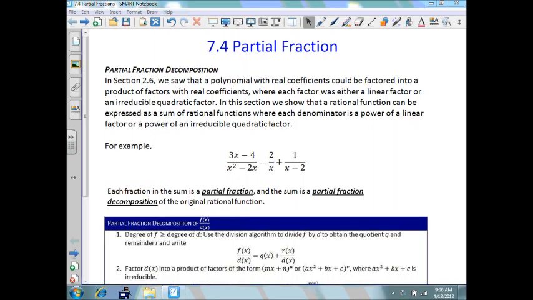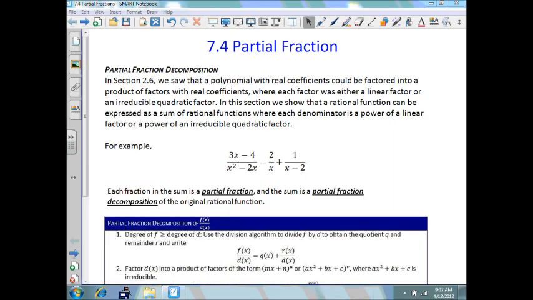Now, in section 2.6, we saw that a polynomial with real coefficients could be factored into a product of factors with real coefficients, where each factor is either a linear factor or an irreducible quadratic factor. In this section, we show that a rational function can be expressed as a sum of rational functions, where each denominator is a power of a linear factor or a power of an irreducible quadratic factor.